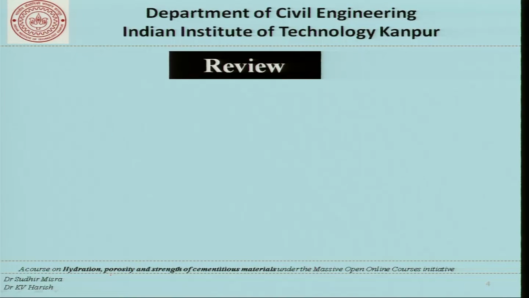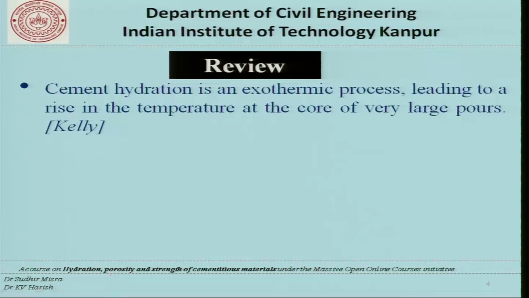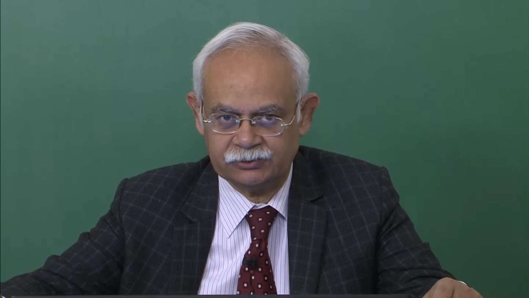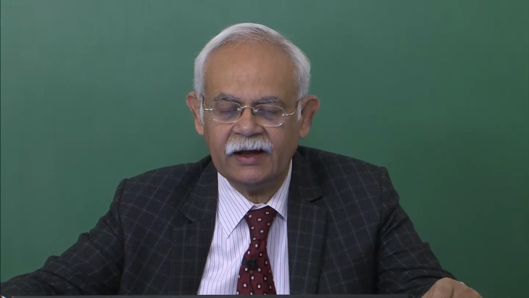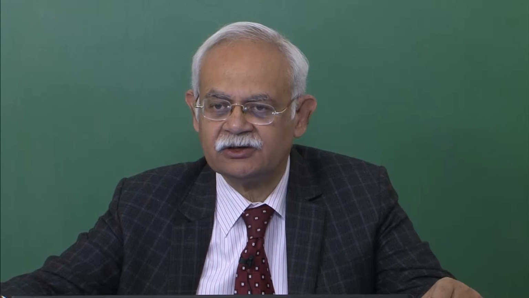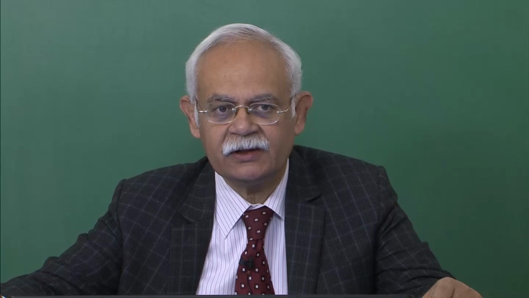Now coming to a review of what we have already done, we know that cement hydration is an exothermic process leading to rise in temperature at the core of a very large pour, and in those cases the outer surface cools faster than the core of the section. You will recall that in our discussion yesterday, in lecture 19, we talked about two issues, the heat evolution and the heat dissipation. So if the dissipation is not good enough for whatever reason, there will be temperature rises, especially in the core.